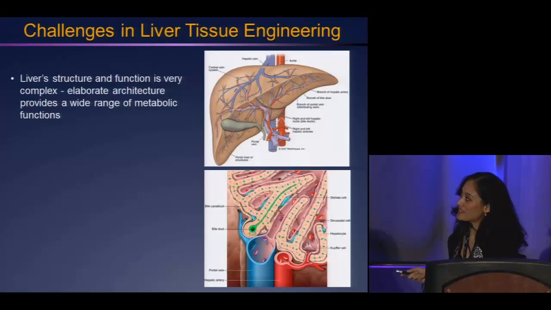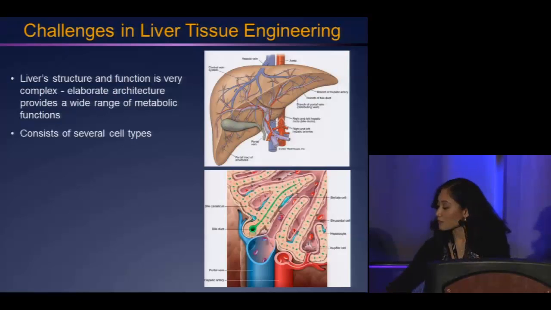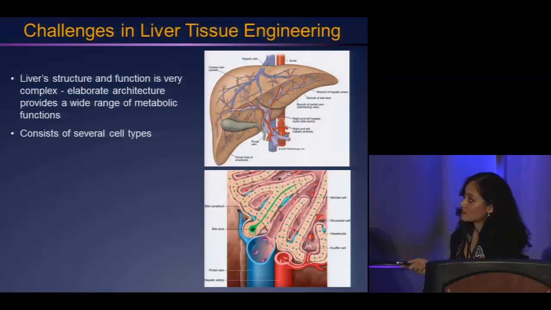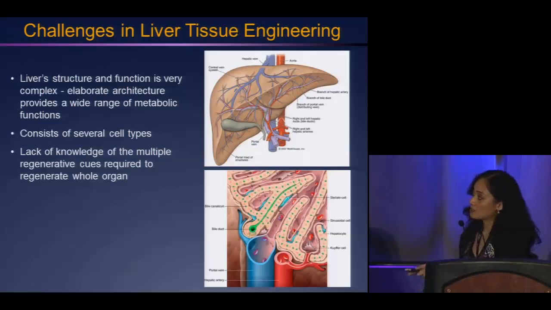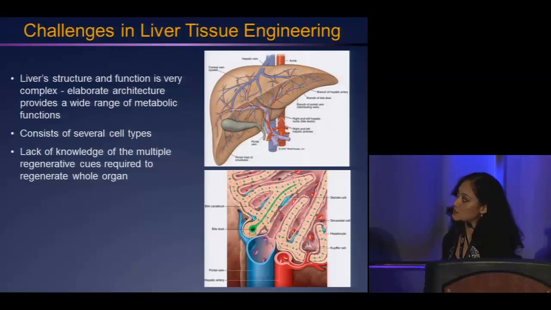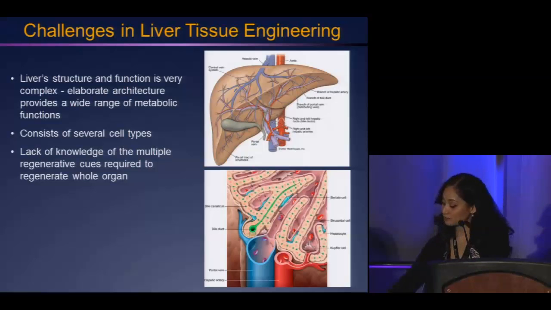So there's various challenges in liver tissue engineering. One of the major ones is that the structure and the function of liver is very complex. It has a very elaborate architecture, and it goes with the very wide range of metabolic functions of the liver. Another challenge is that it consists of several different cell types, and that's because it has these various functions. And really, one of the major challenges for tissue engineering is that the multiple regenerative cues required to regenerate a whole organ are still unknown.